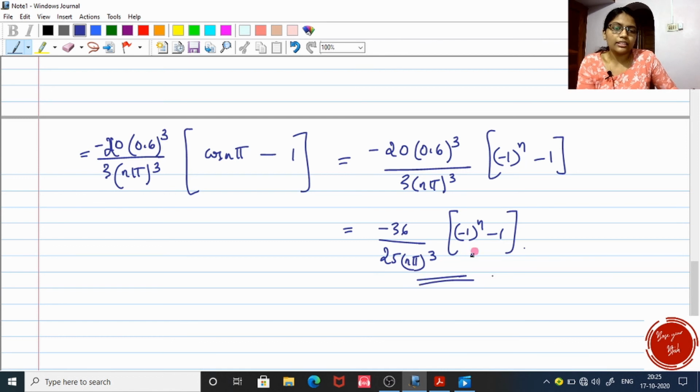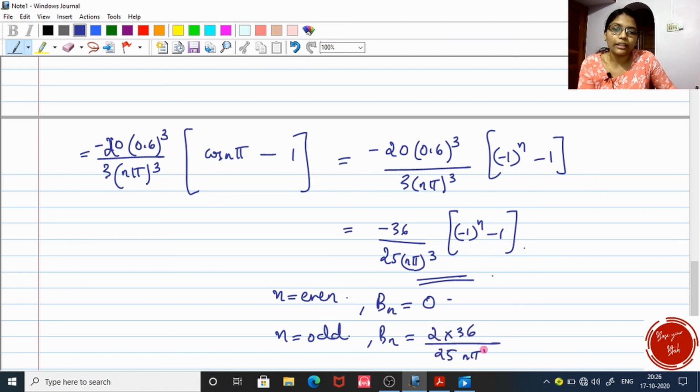And by seeing it, it is very clear that when n is equal to an even number, minus 1 raised to even is 1. So 1 minus 1 is 0. So your Bn value will be 0 when n is even. When n is equal to an odd number, what happens? Minus 1 raised to odd number is negative 1. Again negative 1 minus 1 is negative 2. Along with this negative it becomes positive 2. So Bn value is positive 2 into 36 divided by 25 n pi the whole cube, which is about 72 by 25 n pi the whole cube. Okay, so Bn value is finally got.